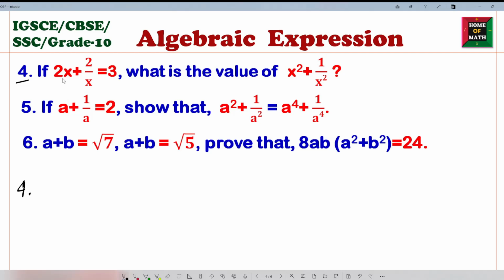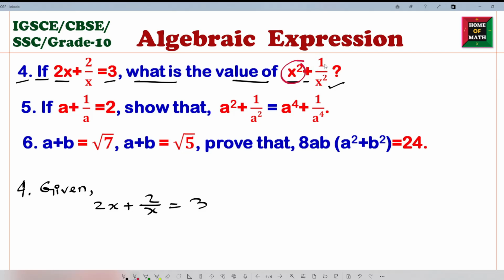Look, if 2x plus 2 by x equals 3, what is the value of x square plus 1 by x square? So here given 2x plus 2 by x equals 3. So here is given and we have to find out the result of x square plus 1 by x square.